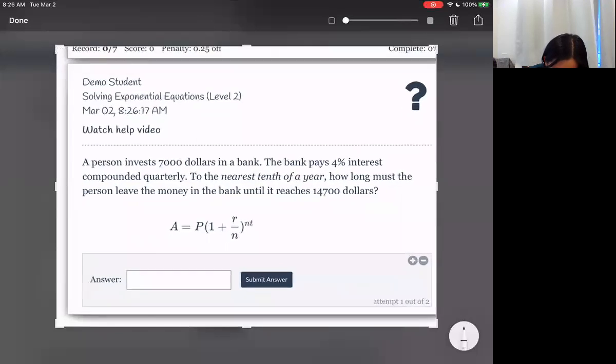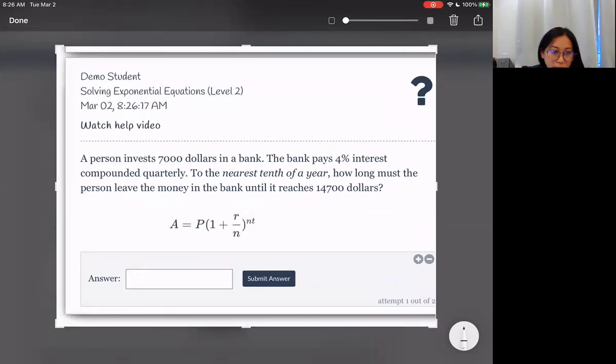Okay, so for this problem, let's take a look at our equation. Actually, I want to pause and see if you guys have ever seen this equation before. Okay, so let's dissect this equation a little bit. This A stands for how much money you actually want to have in the end. So until it reaches $14,700. So A for amount, 14,700. And then the P stands for the principal amount. That's like the starting value. So how much does this person start with? $7,000. So the P, I'm going to replace it with 7,000 in just a second.